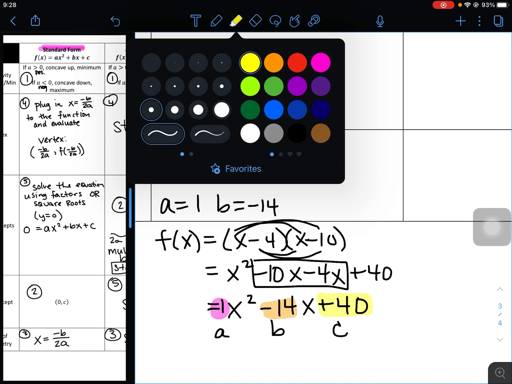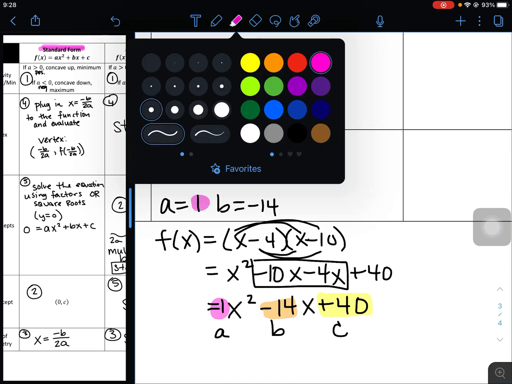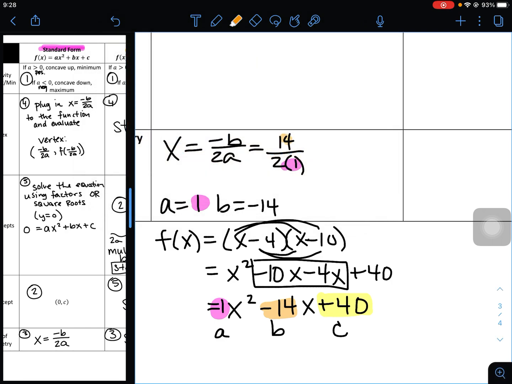Let's highlight those in the colors that we used. A was pink. B was orange. Remember, you're filling in your notes. Pause as needed, and then you're going to do the other column on your own. Make sure to simplify your numerators and denominators before you divide. 2 times 1 is 2, and that leaves us with x equals 14 divided by 2, which is 7. So axis of symmetry, x equals 7.